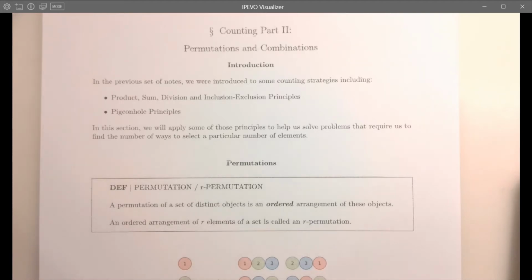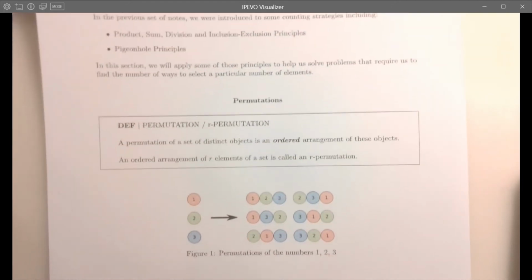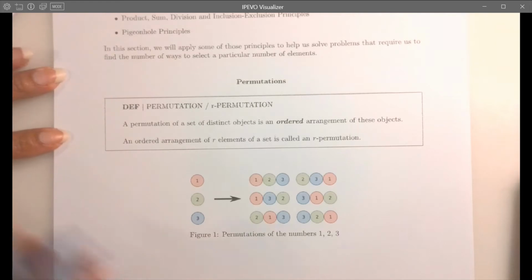This brings us to counting part 2, which deals with permutations and combinations. So all of the principles that we've learned thus far, the product, sum, division, inclusion-exclusion, and pigeonhole principles, are now going to be applied to help us find how many different ways we can select a particular number of elements. And so we're going to start with the definition of a permutation.